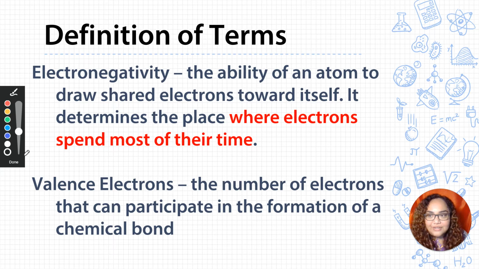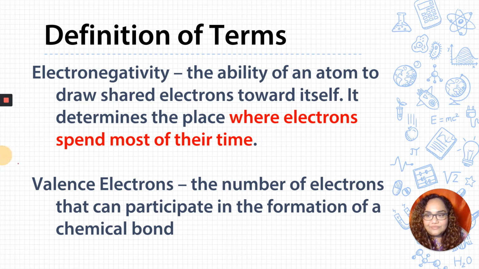So for example, you have sodium chloride. In this case, sodium would be at the very left, and chlorine would be on the right. So chlorine would be more electronegative than sodium. So a lot of your electrons would spend their time right here in chlorine.